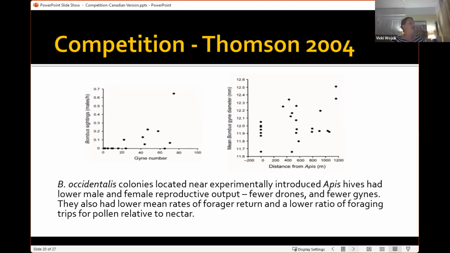When she looked at the actual reproduction of bumblebee colonies in the presence of honeybees, what she found was that fewer males were produced and fewer reproductive females were produced throughout the season when those colonies were closer to the introduced honeybee colonies. So it basically did indicate, and this is from the same piece of research, that when you look at a flower, you didn't see any difference in foraging, but if you looked at what the colony was doing after the fact with those resources that came in, they were producing fewer reproductives.